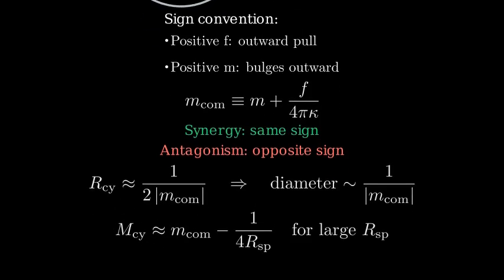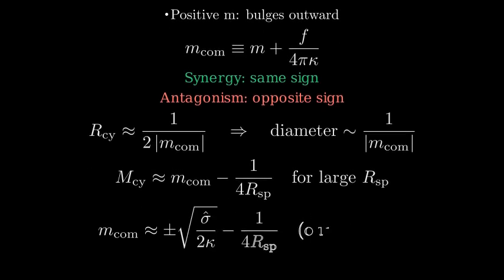Out tubes correspond to positive composite curvature. In tubes correspond to negative composite curvature. At mechanical equilibrium with a large spherical mother vesicle, the composite curvature satisfies approximately m sub com is plus or minus the square root of sigma hat over 2 kappa, minus 1 over 4 r sub sp, with plus for out tubes and minus for in tubes. The total membrane tension, sigma hat, is the sum of the mechanical tension, capital sigma, and the spontaneous tension, which equals 2 kappa m squared.